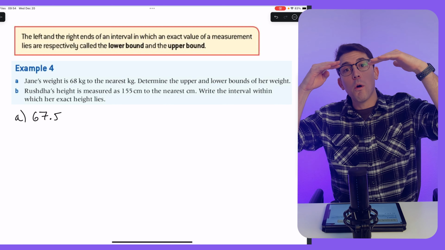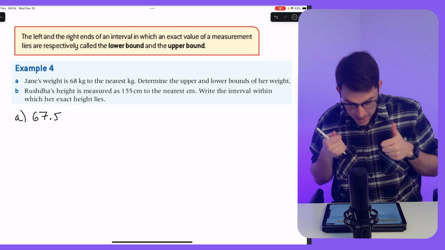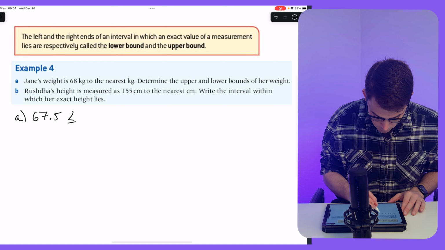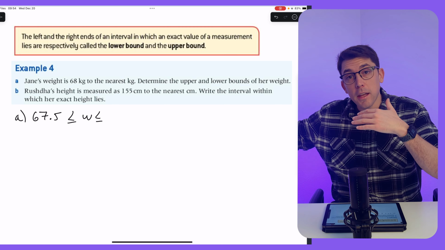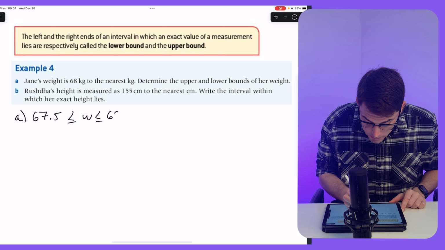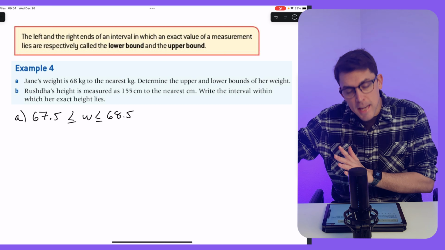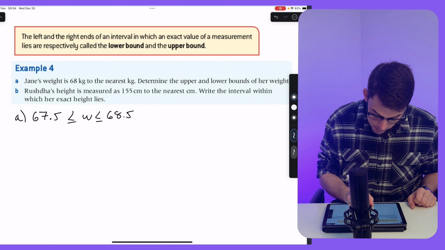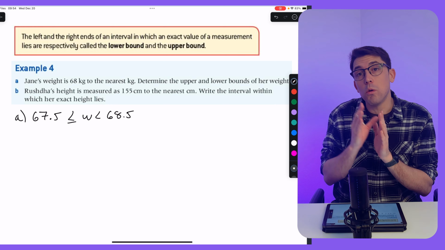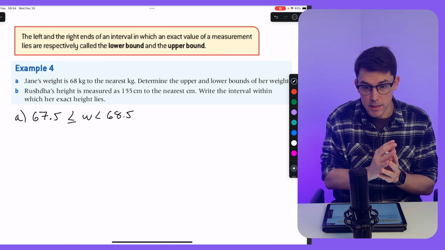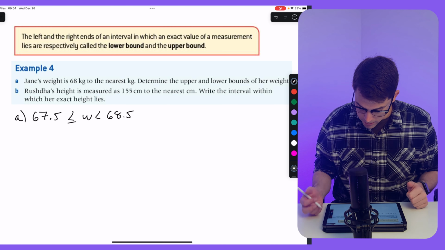Because if it was 67.4, the nearest whole kilogram would be 67. 67.5 is going to round up to 68. So that's going to give us the weight, I'll call that W. And then what would our biggest bound be on the upper side? Well, we can go all the way up to 68.5. And you might notice that 68.5 would round to 69, which means that I actually have to take my little eraser here and erase that or equals to sign, because as long as it's below 68.5, it's going to round down to 68. So this right here is the inequality notation for our upper and lower bound given the problem.